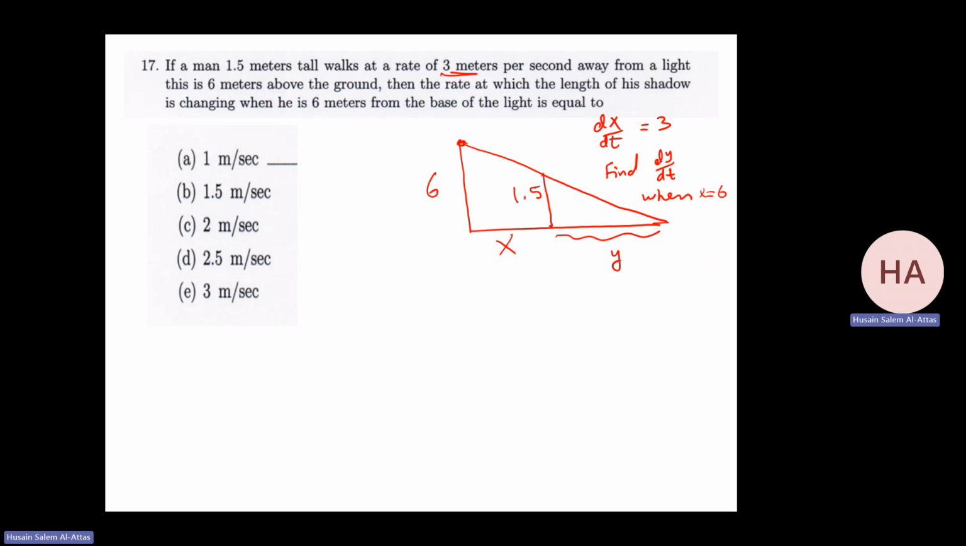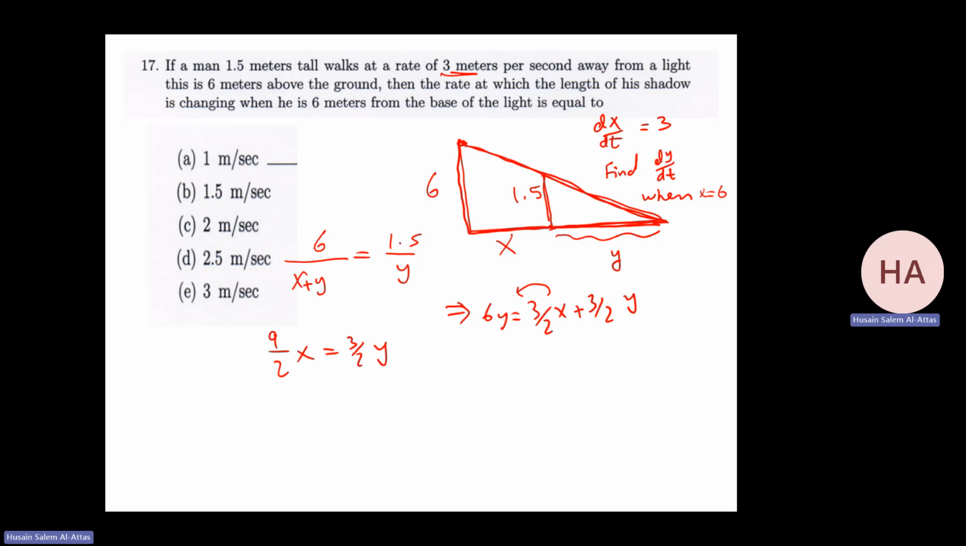Yeah, we have a bigger triangle and a small triangle, so similar triangles. So I have 6. What is the length of this? x plus y over 6 equals y over 1.5. In other words, I have 6y equal 3 over 2x plus 3 over 2y. Take this to the other side. So I have 9 over 2y equal 3 over 2x.